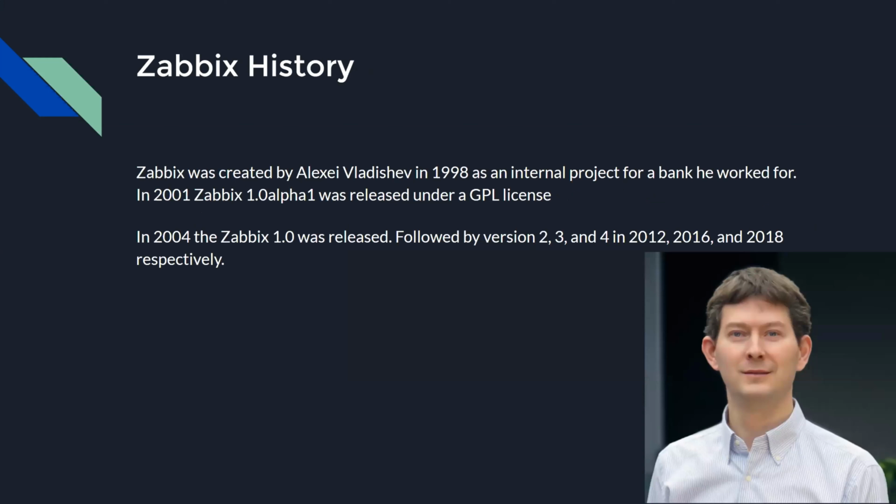So some of the history behind it: Zabbix was created by Alexei Vladishev in 1998 as an internal project for a bank that he worked for. In 2001, Alpha 1 was released under a GPL license, and in 2004, the first stable release, Zabbix 1.0, was released, followed by versions 2, 3, and 4 in 2012, 2016, and 2018, respectively.